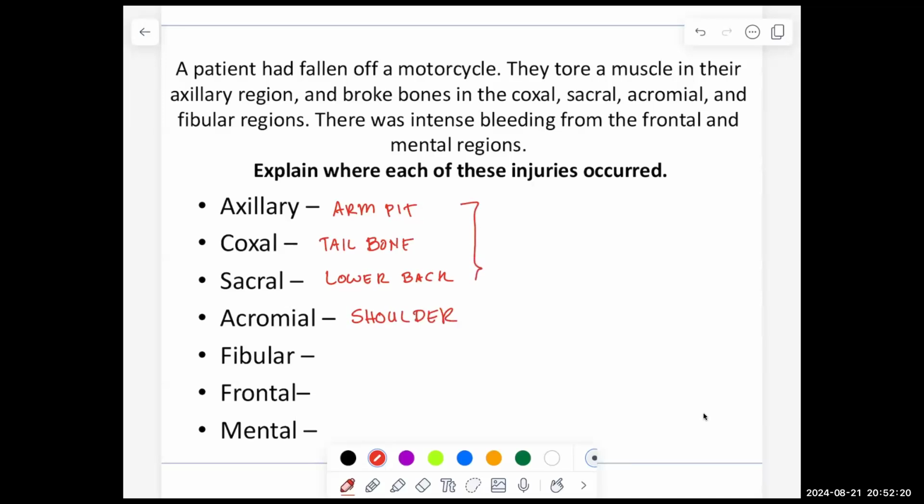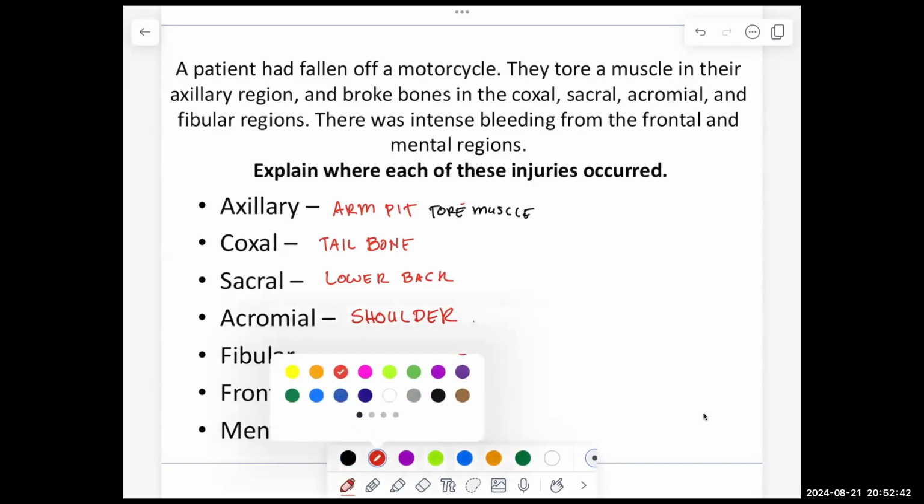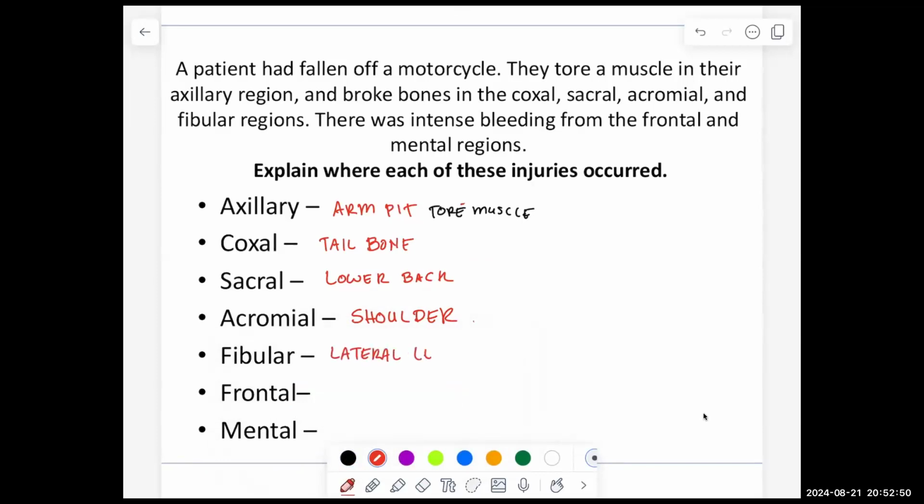So this is where they broke bones, right? Oh, nope. Sorry. I read that wrong. This is where they tore a muscle. And they broke bones all the way to their fibular. Where's the fibular region? The leg, but it's, believe it or not, the lateral leg. We'll talk about what that means, but it's in the leg. This is where they broke bones.